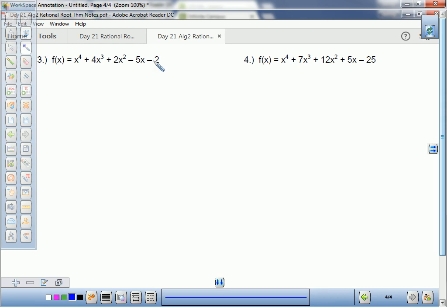Okay, so possible rational roots. Well, this is easy because p is 2. So what are the factors of 2? 1 and 2. That's it. That's the only way we can multiply and get 2. And once again, we gave you a 1. So my only possible ones are plus or minus 1 and plus or minus 2.